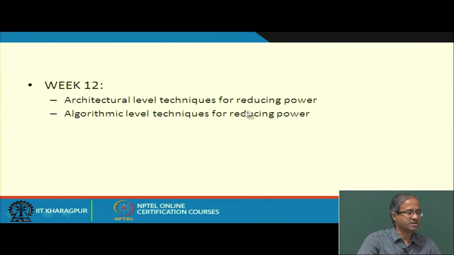And in this last week we looked at some architecture level techniques and also some algorithmic level techniques, where even at the higher level we have seen that if we can follow some techniques, it is possible to provide some significant saving in power dissipation when we finally synthesize our design into the layout level, up to the layout level.